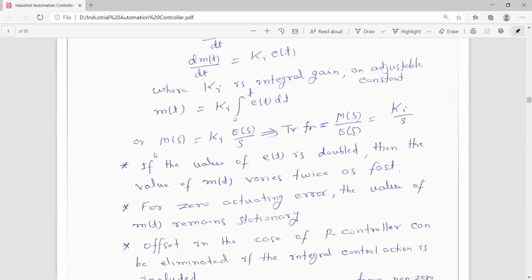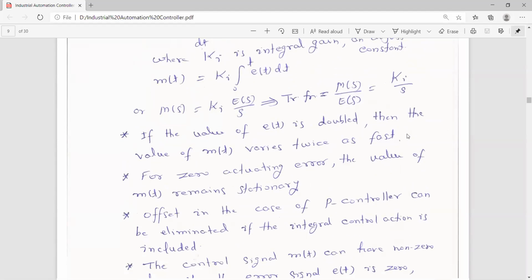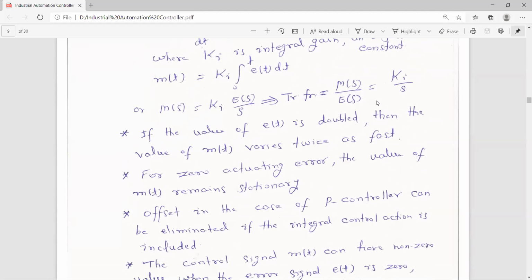If we take the Laplace transform, then MS is equal to Ki, and this one is ES, because integration gives 1 by s. So the transfer function MS by ES is equal to Ki by s. In the case of the integral controller, there is the addition of one pole, Ki by s. In the proportional controller, it was only a Kp constant term, but here it is Ki by s.